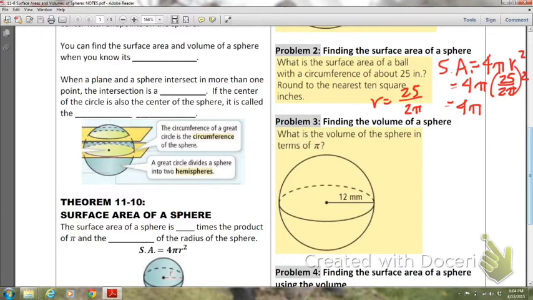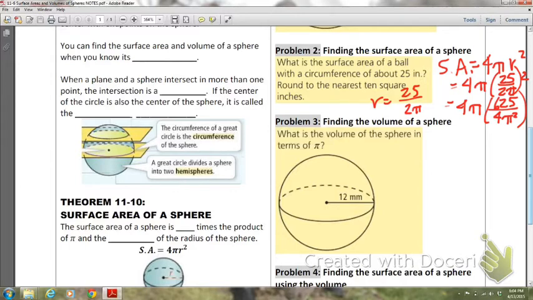So to square this, you need to square the numerator and the denominator. 25 times 25 is 625. And then square the bottom. 2 times 2 is 4. And then pi times pi, you're going to have pi squared in the denominator.